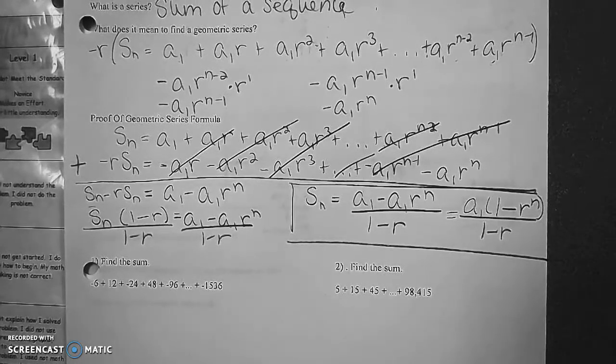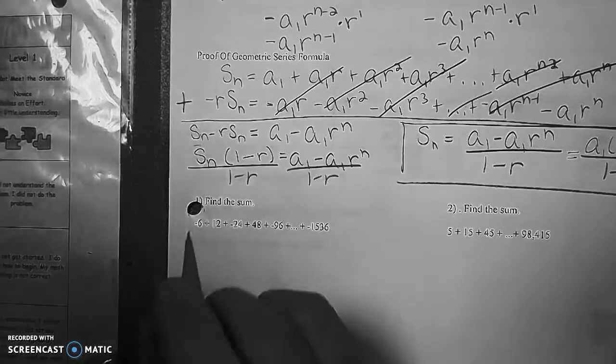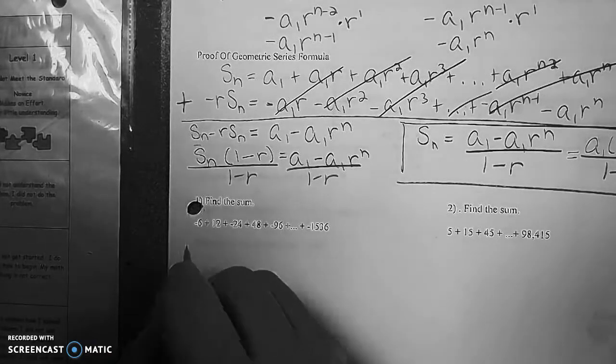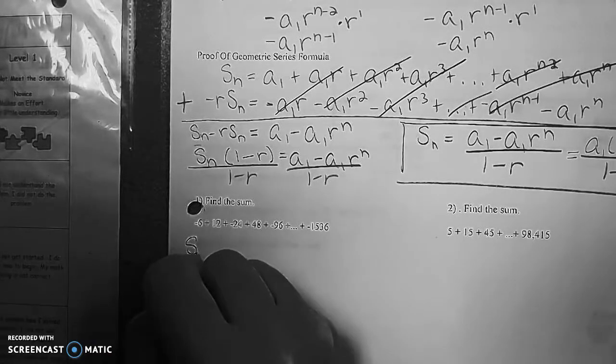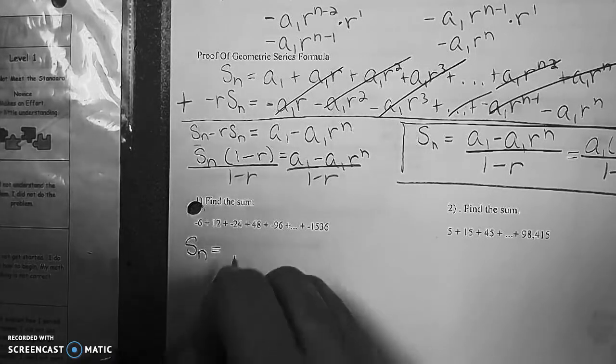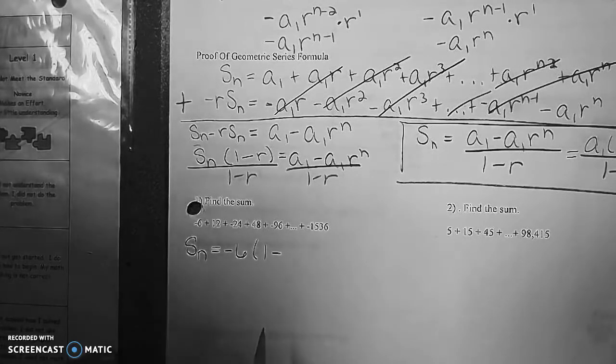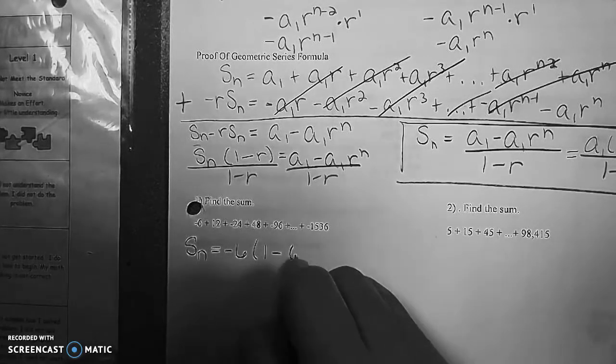And there we go. So let's look at problem number 1. Problem number 1 says find the sum. So I'm trying to find the sum. I do not know n yet, I will have to find that. I do know a1. I know r. R looks like it's negative 2.